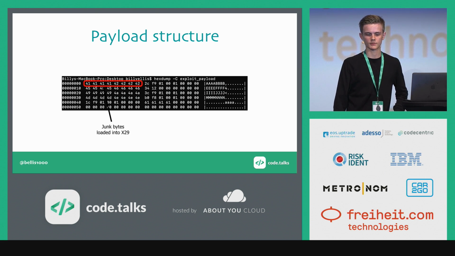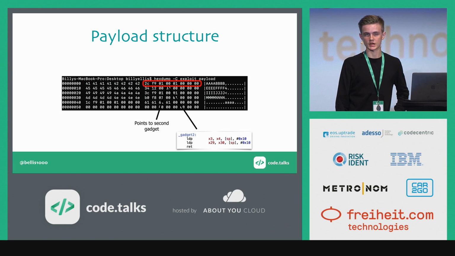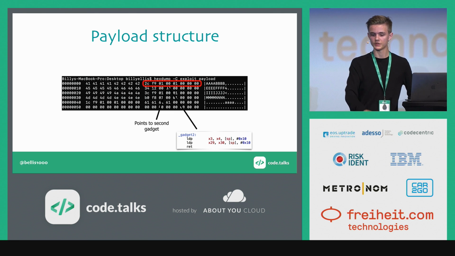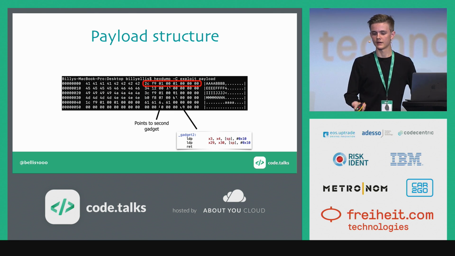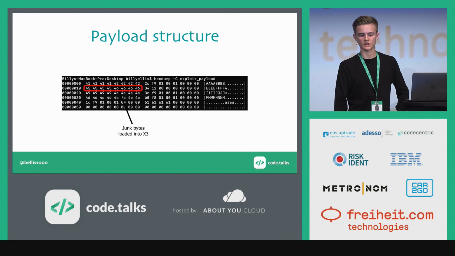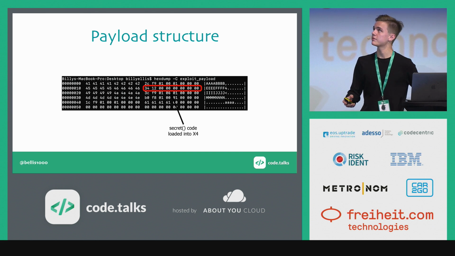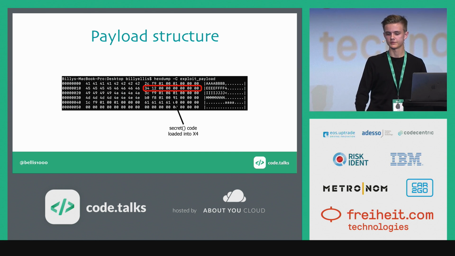So that's just junk. Then the next gadget address is going to go into x30, because that's where we want to jump to next. And this is going to hold the address to gadget 2, which is going to prepare x3 and x4. Then we have some more junk for x3 because we don't want to control that one. The actual secret code itself goes into x4. So that's 1, 2, 3, 4.